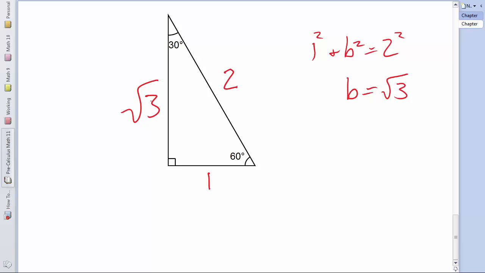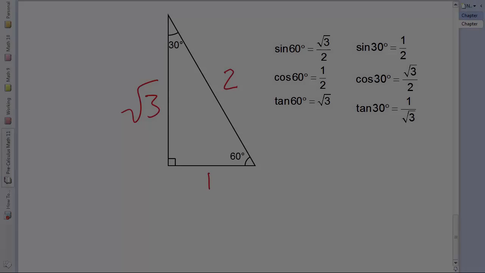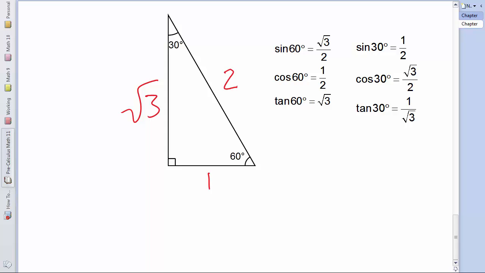Be careful when using this triangle to remember that 2 is greater than the square root of 3, and that 2 is the hypotenuse, not root 3. When you calculate the trig ratios for this triangle, you will get the sine of 60 is root 3 over 2, the cosine of 60 is 1 over 2, and the tangent of 60 is root 3. We'll also get the sine of 30 is 1/2, cosine of 30 is root 3 over 2, and the tangent of 30 degrees is 1 over root 3.